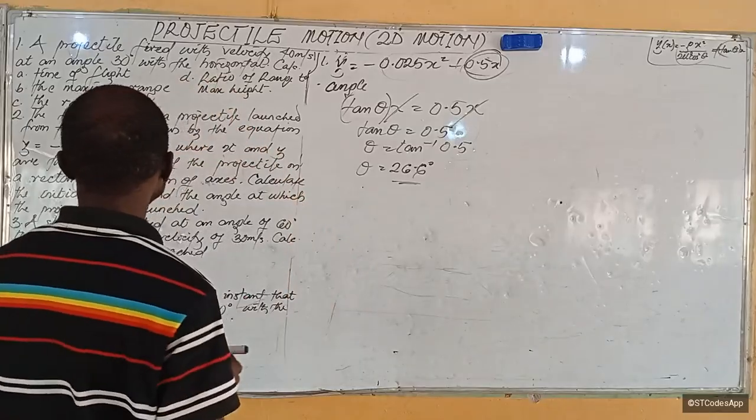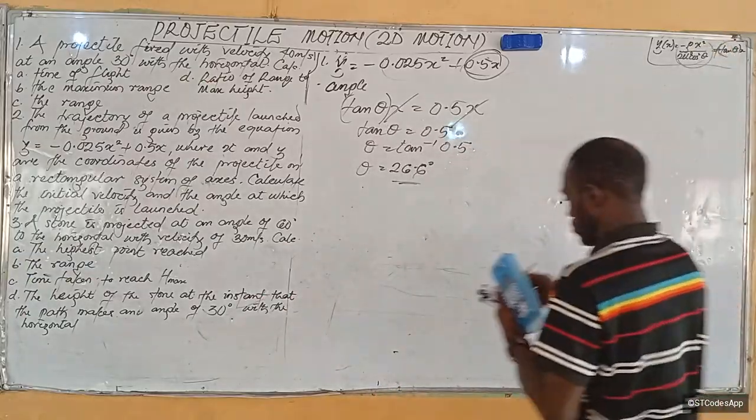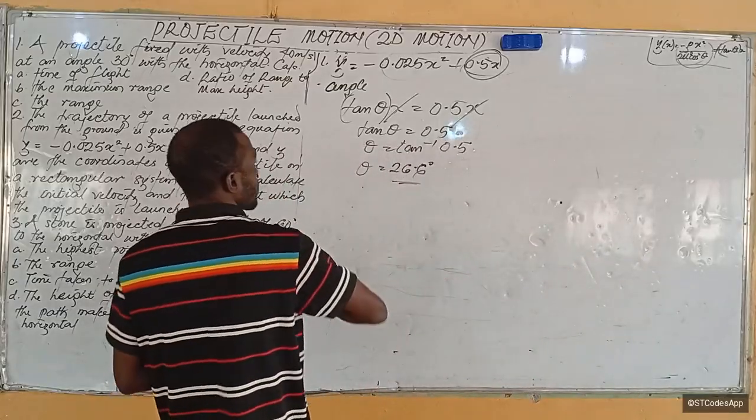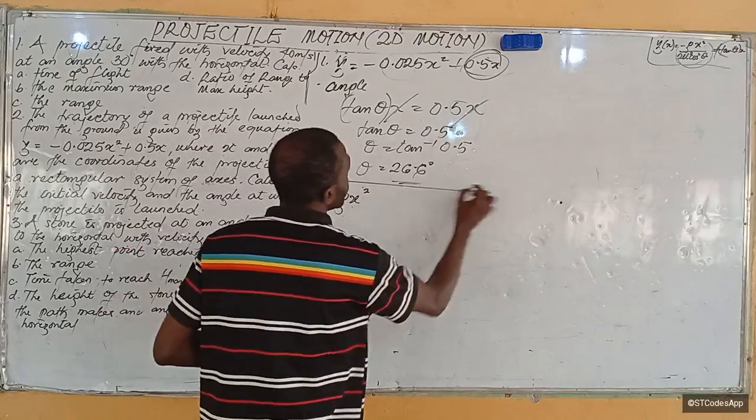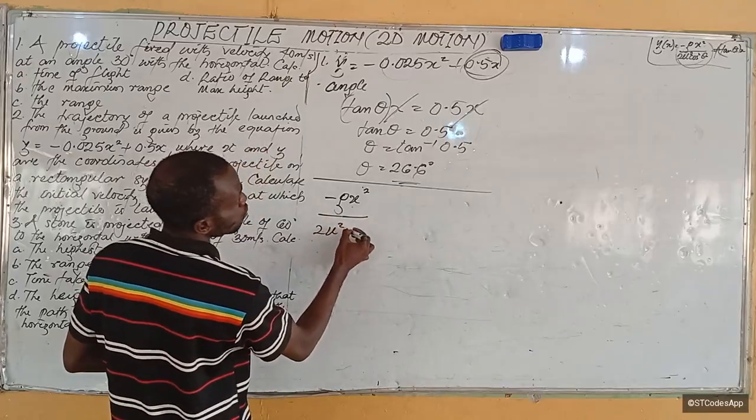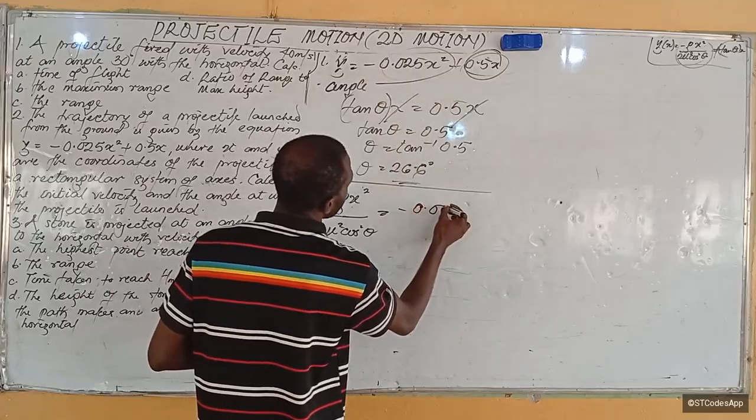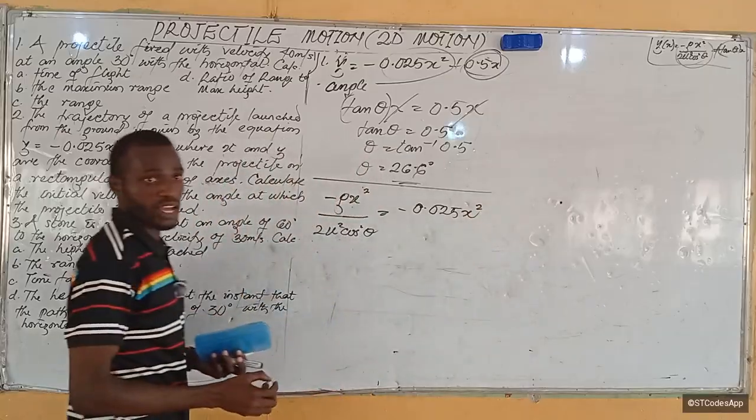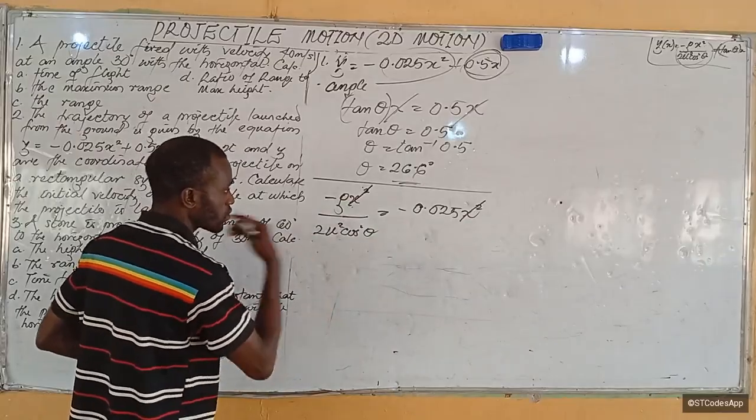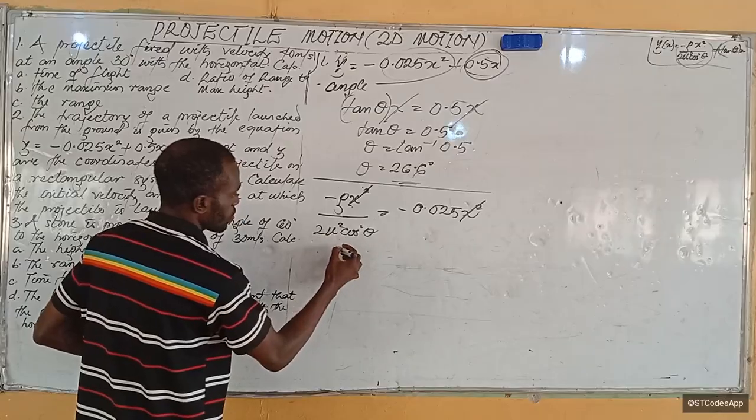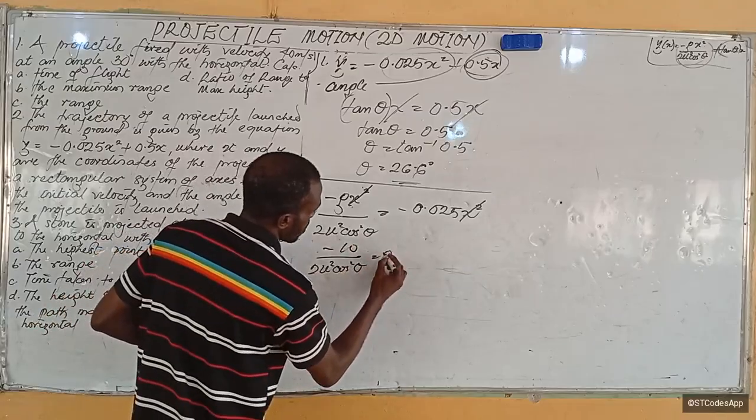Then the other one says we should calculate the initial velocity. Which part of the formula contains initial velocity? This part, right? So we'll compare again. Negative g x squared over 2u squared cos squared theta will look exactly like this side, which is minus 0.025x squared. Are you following? So this takes care of this. Then you can cross multiply. You know that g is 10. So we have minus 10 over 2u squared cos squared theta equal to minus this.